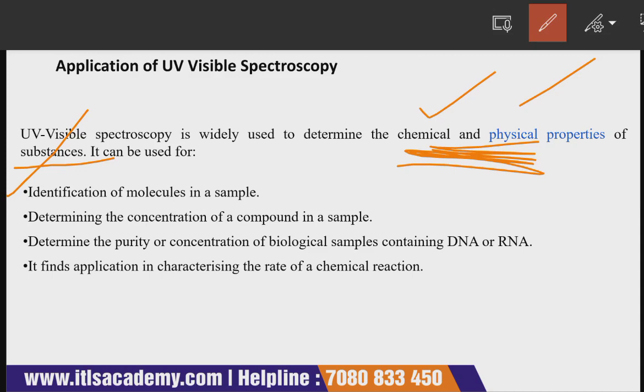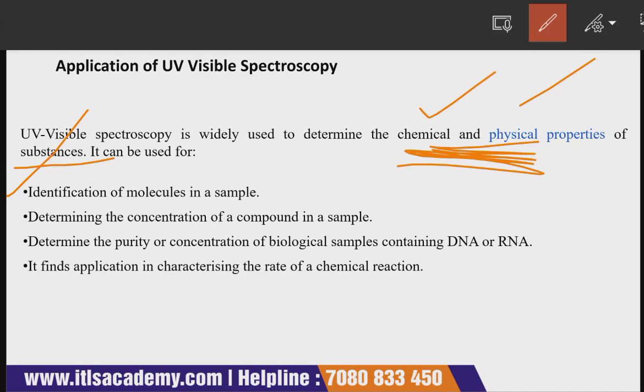Now the second is determining the concentration of a compound in a sample. Whenever you want to determine the concentration of a compound in a sample, you can use this analytical technique. Then again, it helps in determining the purity and concentration of biological samples that contain DNA or RNA. It finds application in characterizing the rate of a chemical reaction. So these are certain applications of UV visible spectroscopy.